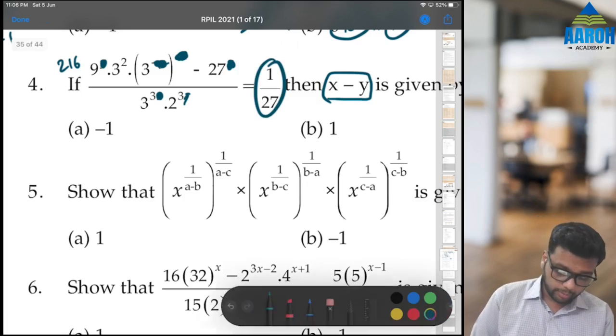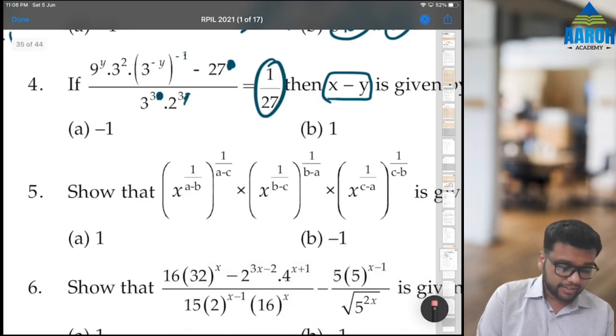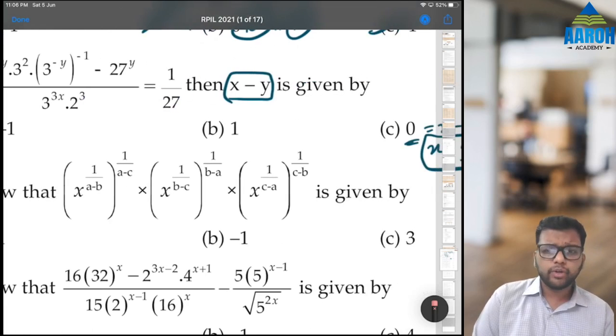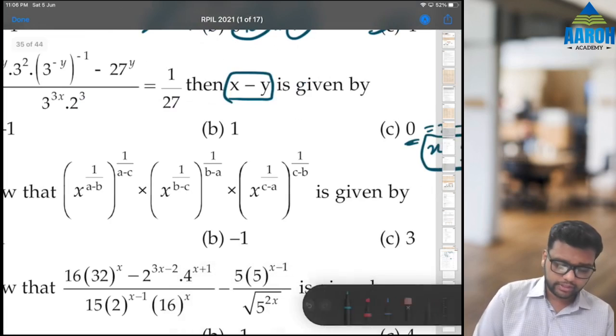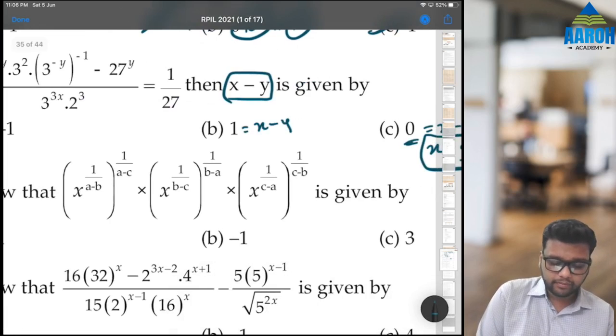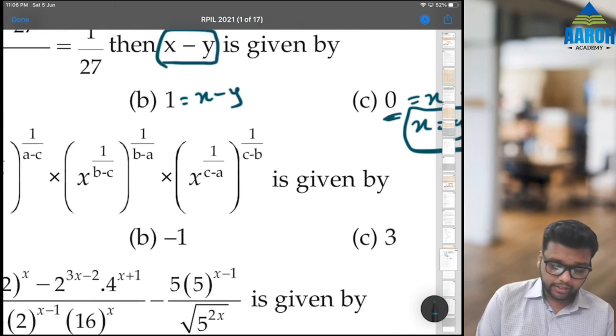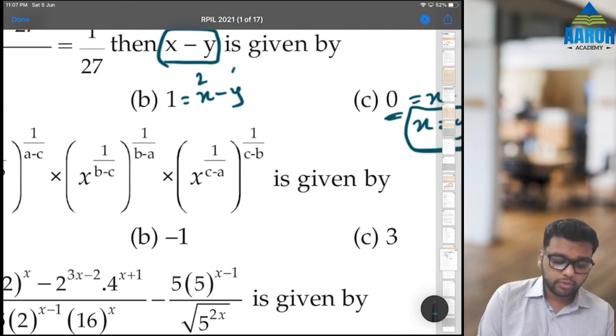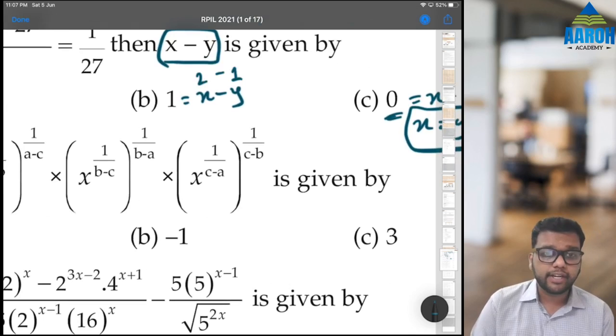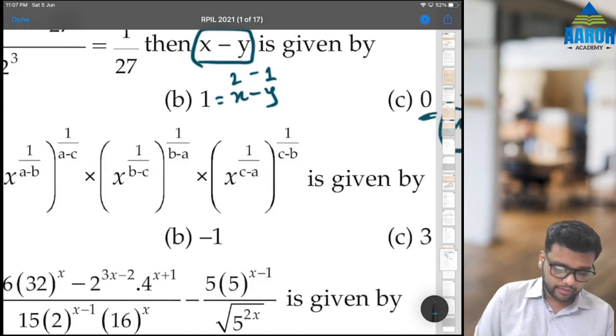So let's select another option now. That's why I said solving this question would be a faster way. But if you find it difficult to solve, you can follow this. Let's assume x minus y as 1. If x minus y is 1, that means we can assume x as 2, y as 1, because 2 minus 1 is 1, right? So let's assume x as 2, y as 1.